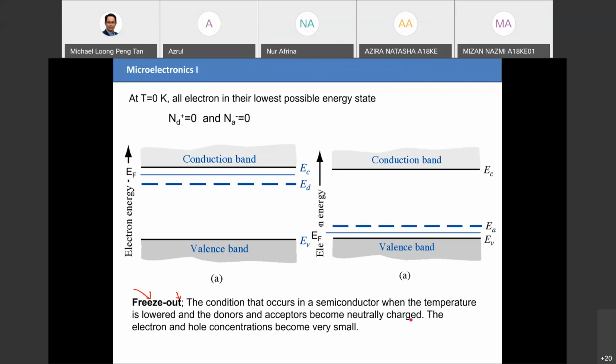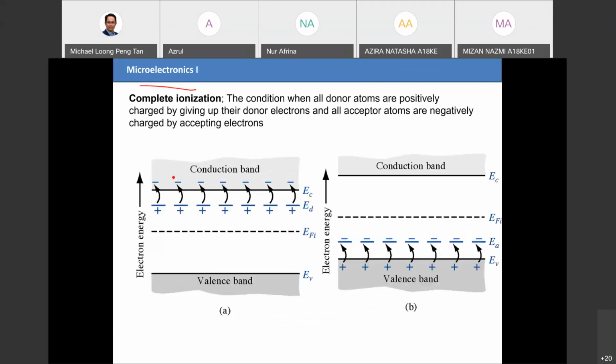What do you mean neutrally charged? Just now, in complete ionization, they have energy and then the electron jumps to the conduction band. But freeze out means that you don't have enough energy, so the electrons will not be ionized. So they will be neutrally charged. It will be like the normal pristine, original condition, but there is no charge over there. So it's like plus minus is equal to 0. So 0, 0. The electron and hole concentration become very small. Understand? Two different opposite scenarios. One is complete ionization, one is freeze out.